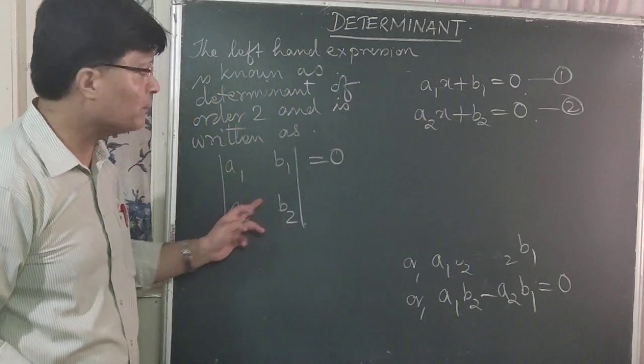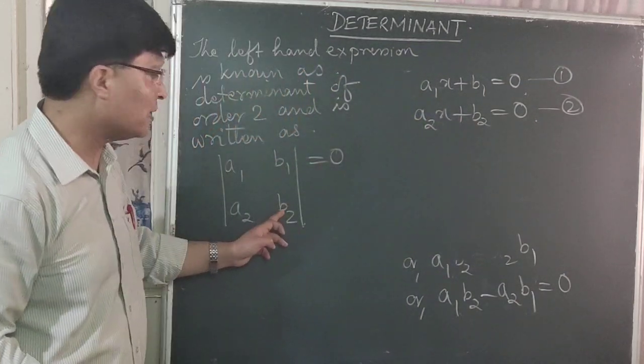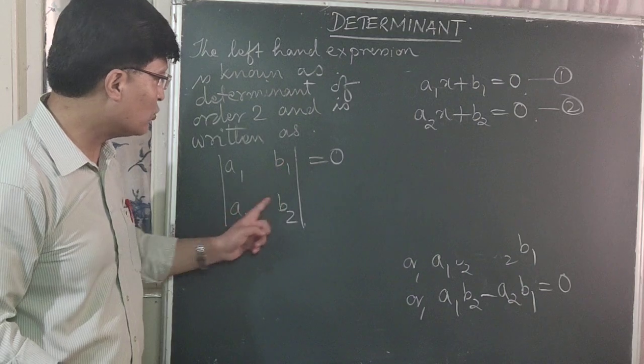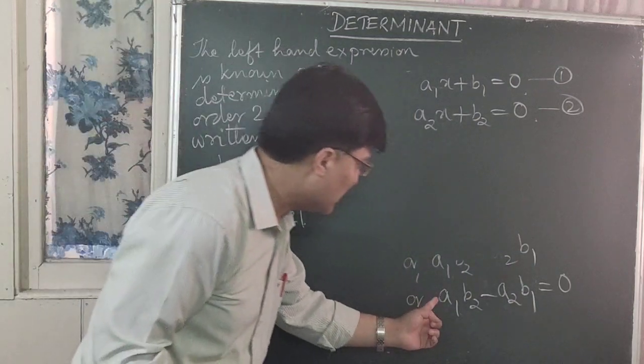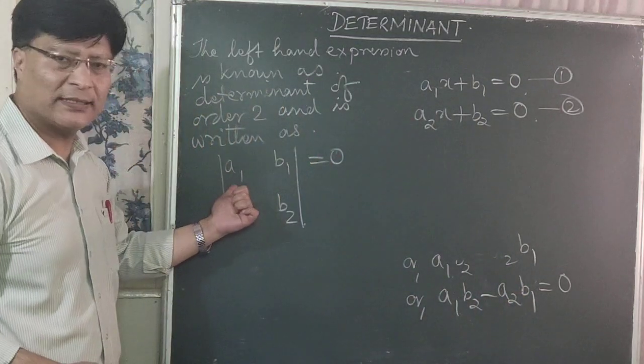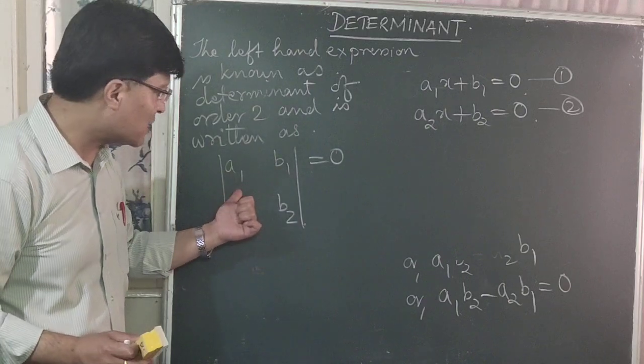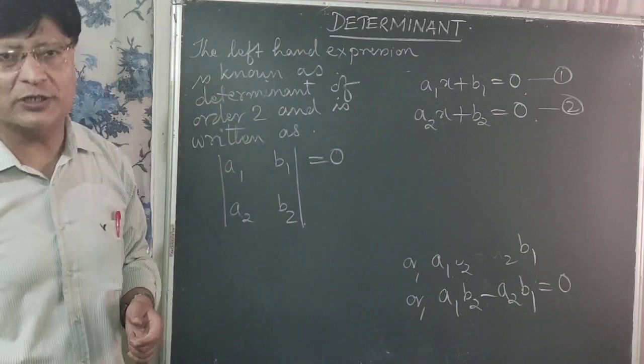a2, you write a2 here. And for this constant b2, you write b2 here. So a1, b1, a2, b2 is equal to 0. That means it is defined as this expression, and this expression is known as the determinant of order 2.